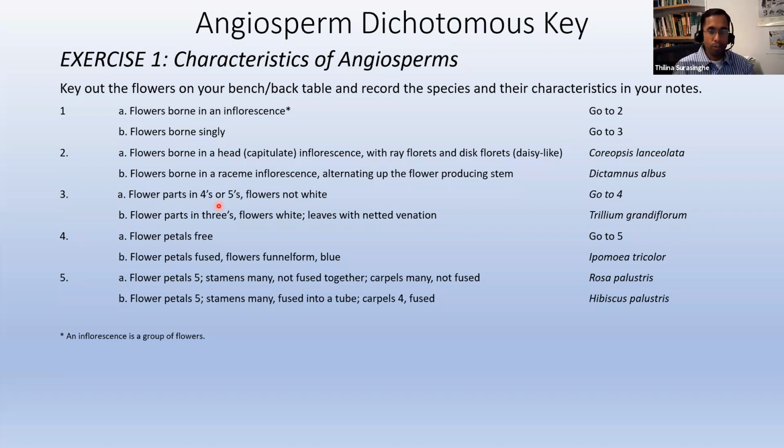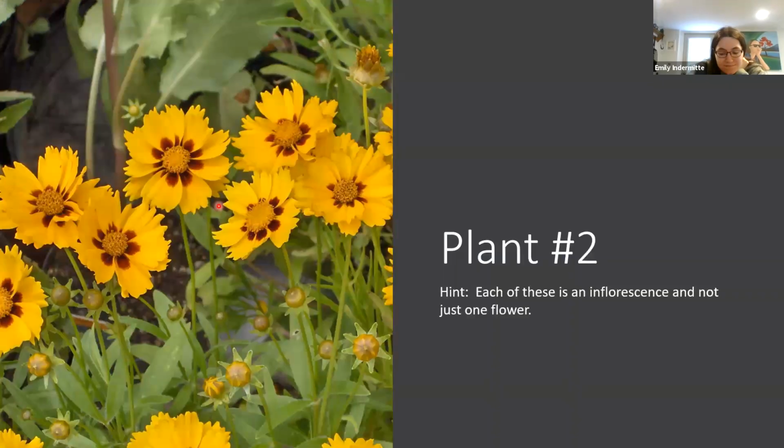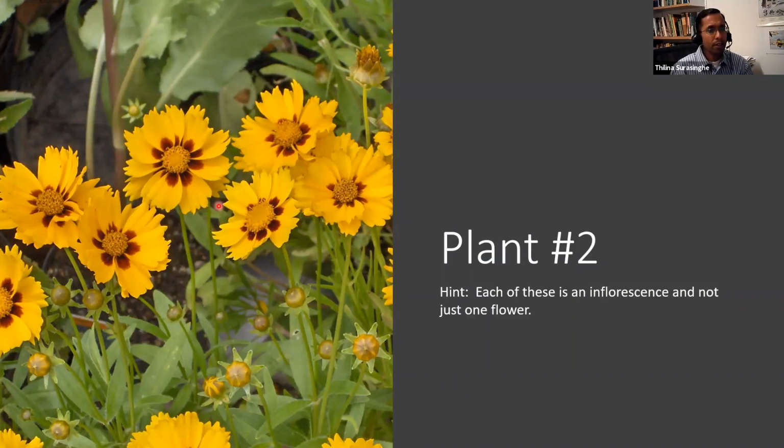Make sense? Do we want to do another example? Yeah, we are good. I have thumbs up for do another example or good. We are good? Can do one more. Okay, I'll do one more. Of course, I will do one more. Let's do this one. So there's a hint. Each of these is an inflorescence and not just one flower. So you know immediately it's an inflorescence.